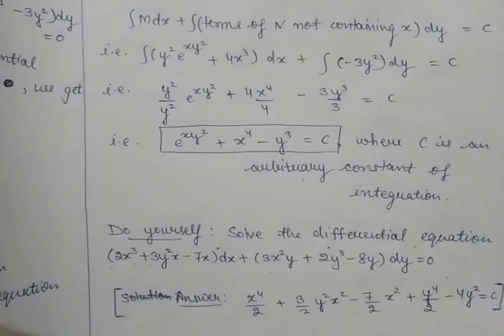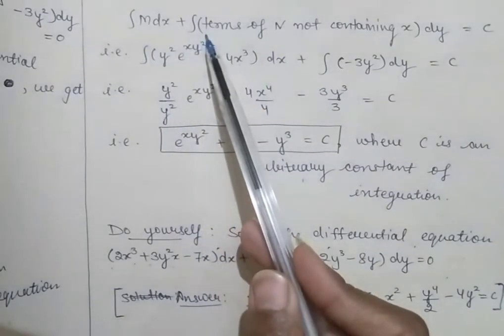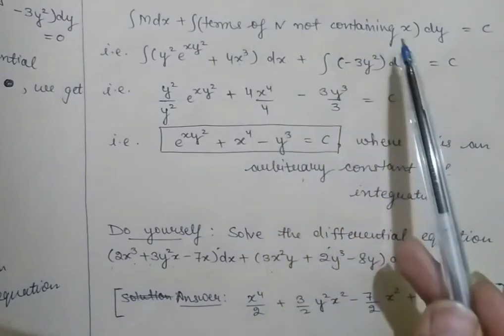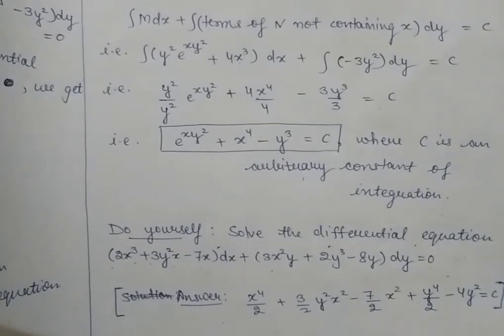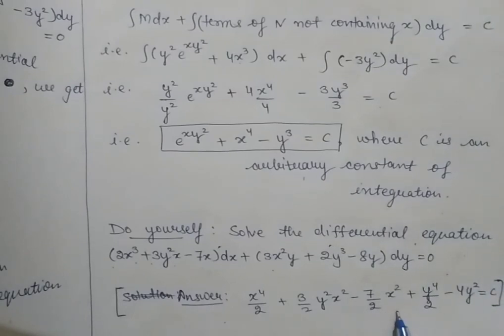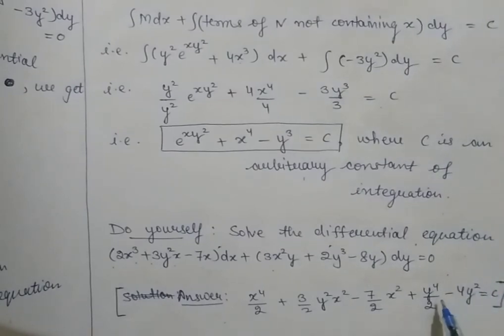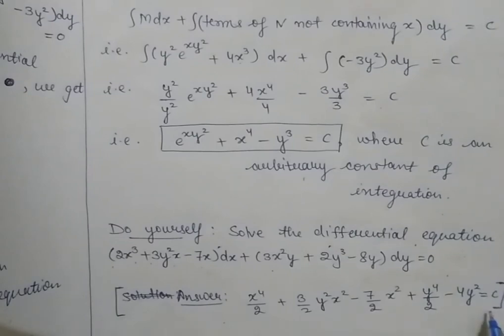Now if the equation is exact, then you can apply the method integral M dx plus integral of terms of N not containing x dy equal to c, and you will get the answer. And the answer is this: x raised to the power 4 by 2 plus 3 by 2 y square x square minus 7 by 2 x square plus y raised to the power 4 by 2 minus 4 y square equal to c.